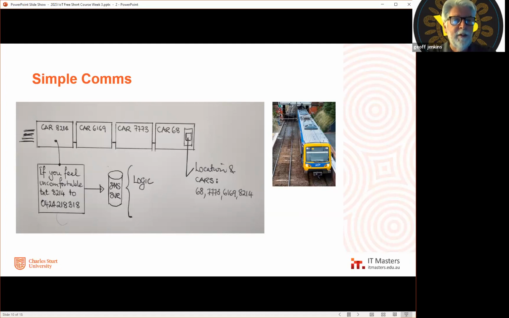I've represented the four carriage train by giving car numbers to each. And the idea is the driver has a mobile phone with her, and that mobile phone has a bit of detail, like what the car numbers are that constitute the train. And it constantly reports where it is on the network. So in each carriage, there's a little sign that says, if you feel uncomfortable, text some number, which is the number of the car, to some number, which is an SMS MO service.